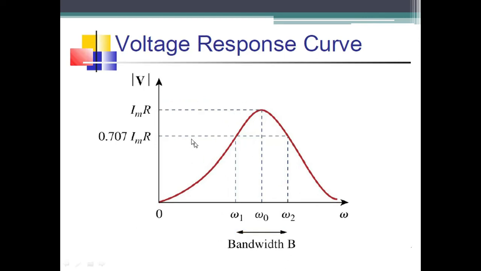Then we see the next figure, which is called the voltage response curve. In the case of the voltage response curve, it again depends upon Im upon R. At the upper cutoff frequency and the lower cutoff frequency, you get 70.7% of the maximum voltage drop. Once the frequency increases from omega 1 to omega 0, the voltage drop across the circuit also increases.